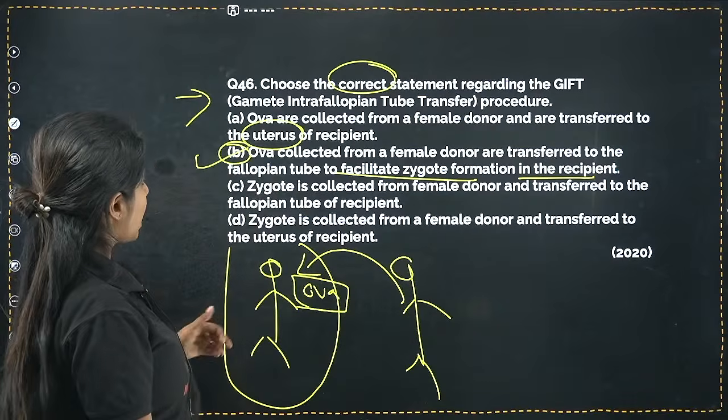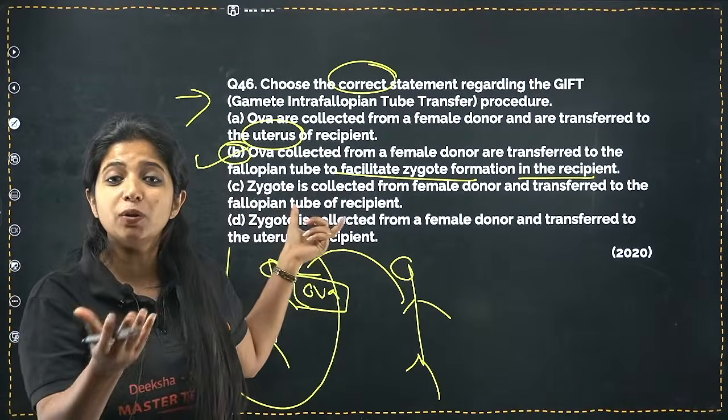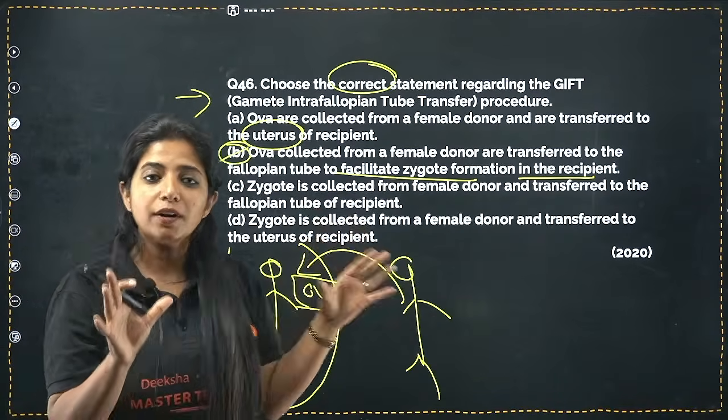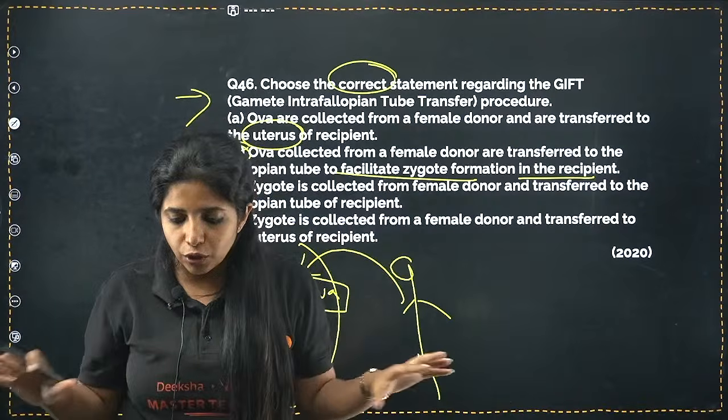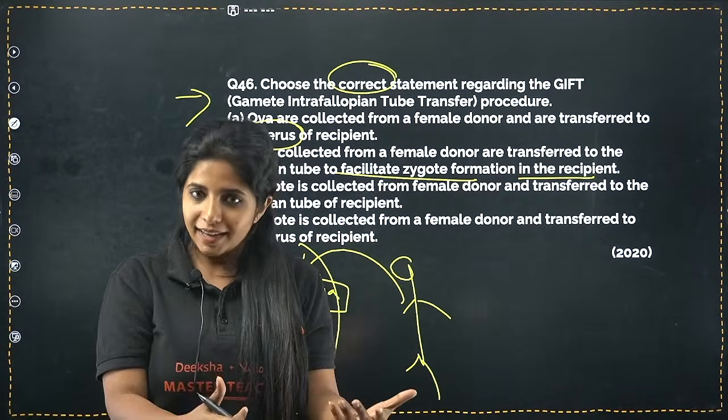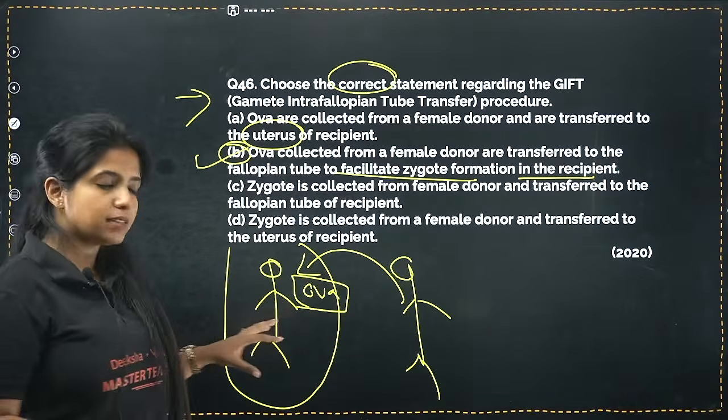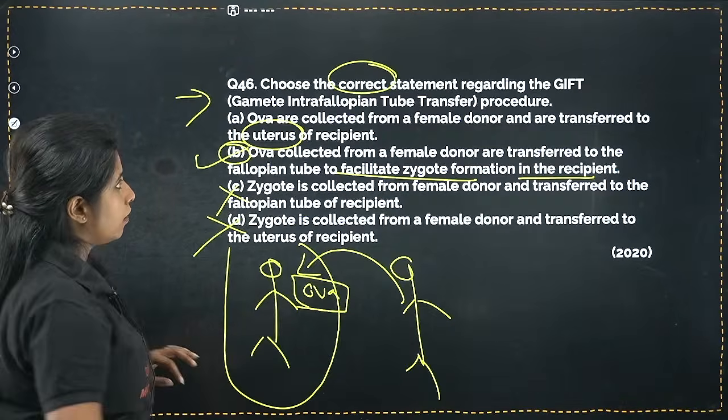The next thing that we have is zygote is collected. Why do you collect the zygote? Zygote is the end product of fertilization. You cannot do fertilization outside. In this case, fertilization is going to happen inside. So the zygote option is going to be wrong.